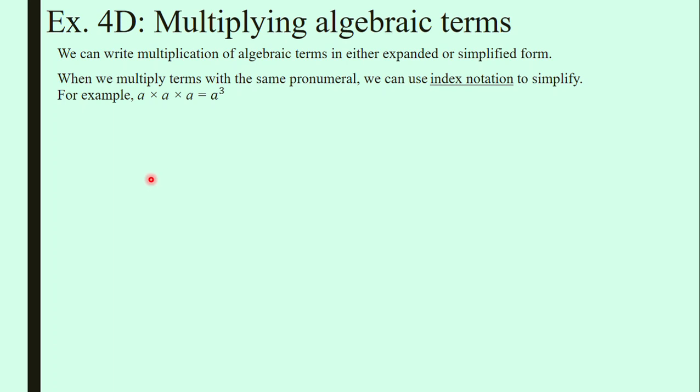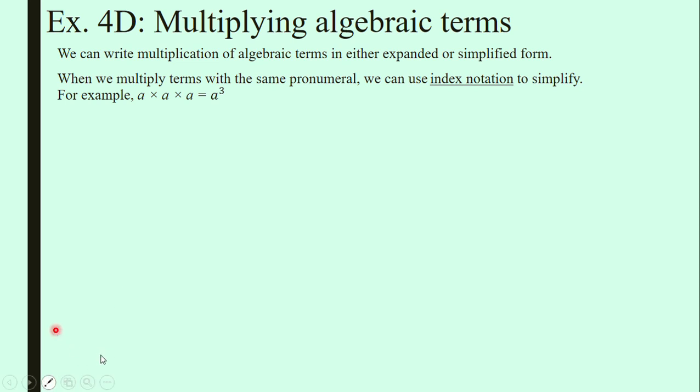Today we'll be looking at exercise 4D, multiplying algebraic terms. We can write multiplication of algebraic terms in either expanded or simplified form. When we multiply terms with the same pronumeral, we'll use what's called index notation to simplify. We have looked at index notation before, just not with pronumerals, okay? For example, a times a times a, we've multiplied a by itself. There's 3 of them, so a to the power of 3.